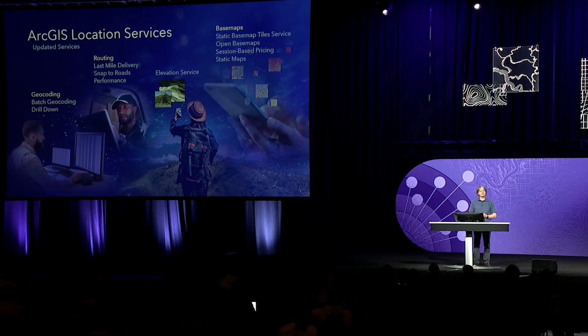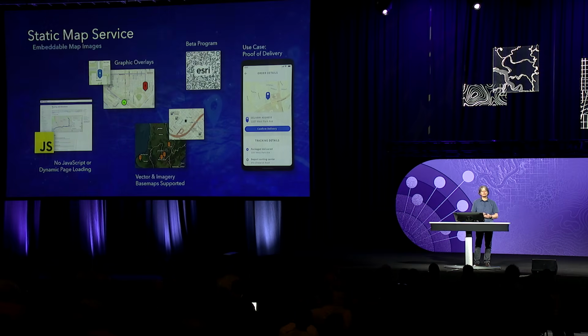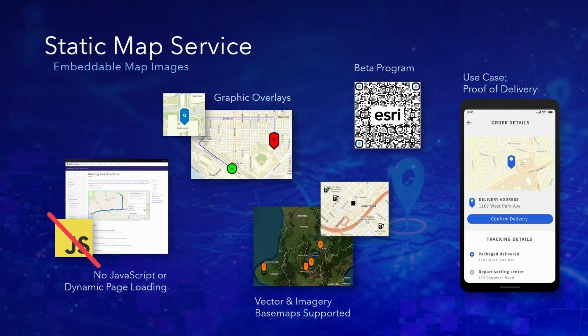And most recently, we've been working on a new service called the Static Map Service. This is all about embeddable map images, where you can make a call to the service with an area that you're interested in and the map style. You could give some graphics to overlay on top of it, and the service will create that map image and return it to you. You could embed it in a web page, no JavaScript library or dynamic page loading required, or you could put it into another application or even in an email.